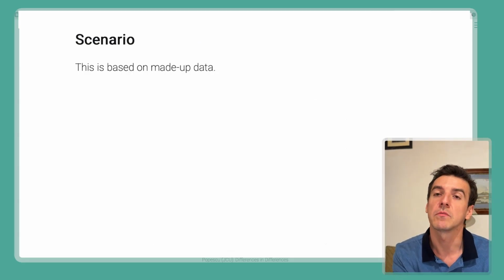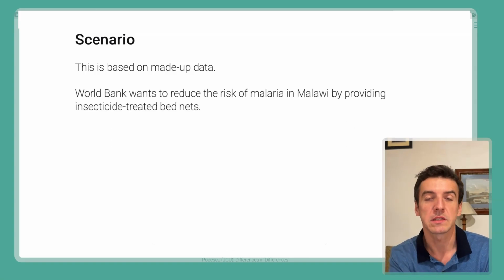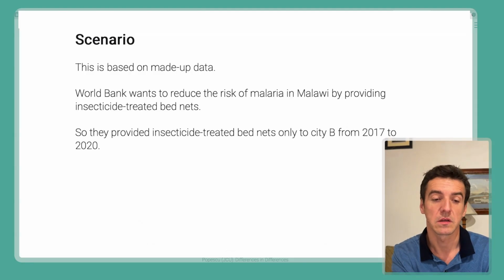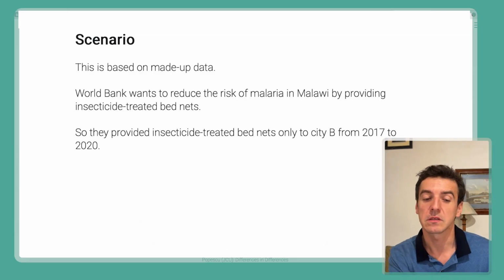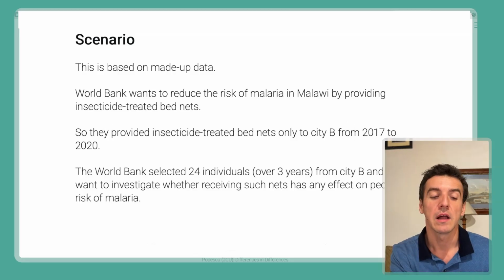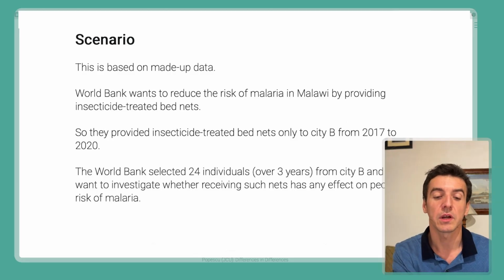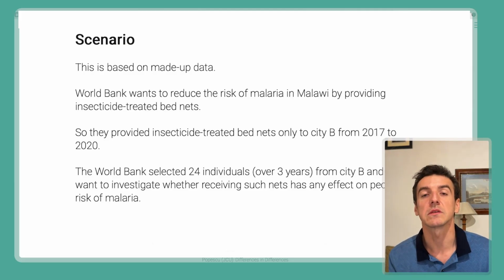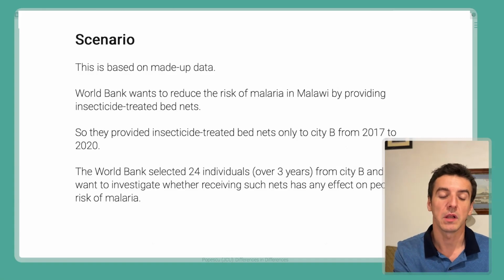I'm now going to move on to some real world scenario. It is based on made-up data. So let's imagine that the World Bank is trying to reduce the risk of malaria in Malawi by providing insecticide-treated bed mosquito nets. Let's imagine that they provided insecticide-treated bed nets only to City B from 2017 to 2020, and the World Bank selected 24 individuals over 3 years from City B, and they wanted to see whether the people who get these mosquito nets have a reduced risk of malaria.